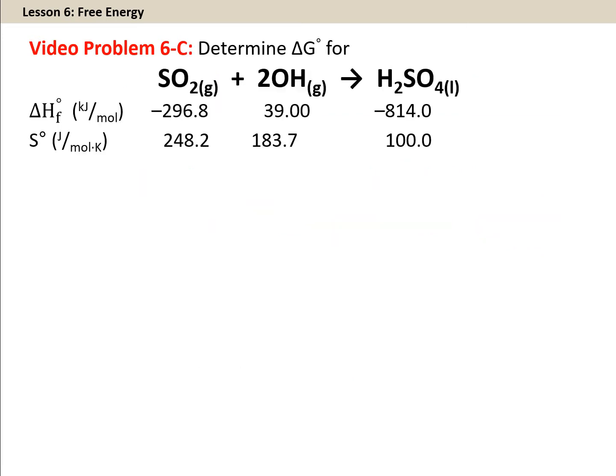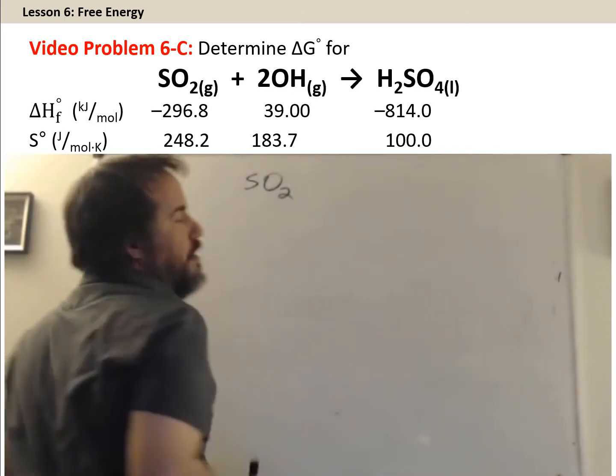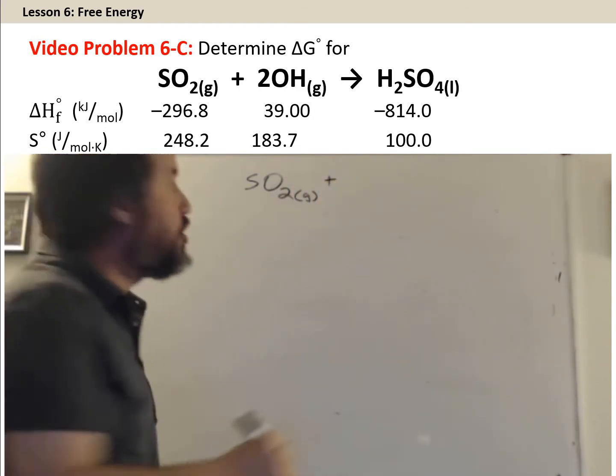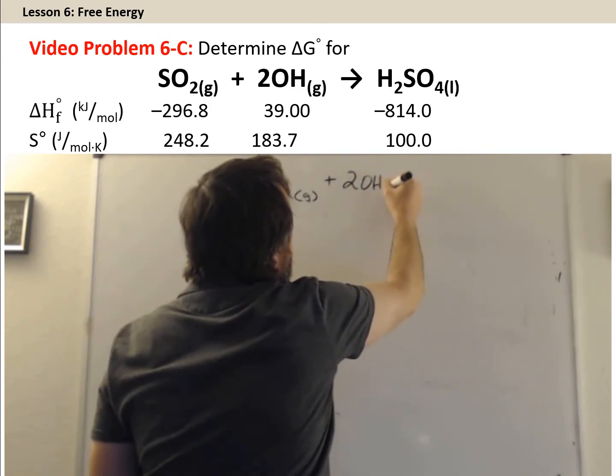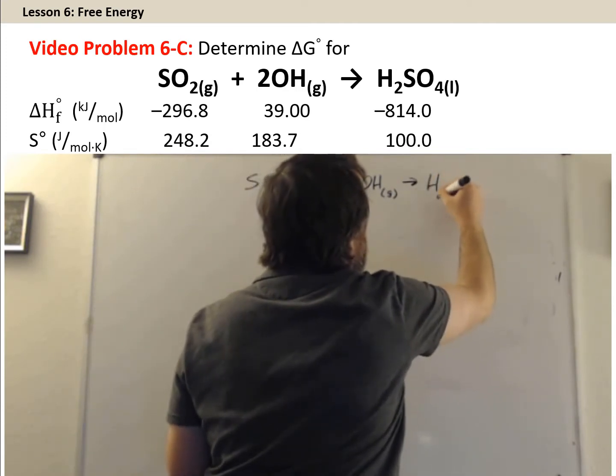Okay, let's do one other problem. This is video problem 6C. This was the one at the very end, which I said was kind of the showstopper, the accumulation of all of it. So we want to know delta G naught, the change in Gibbs free energy, for SO2 gas plus 2OH gas going to form H2SO4 liquid.